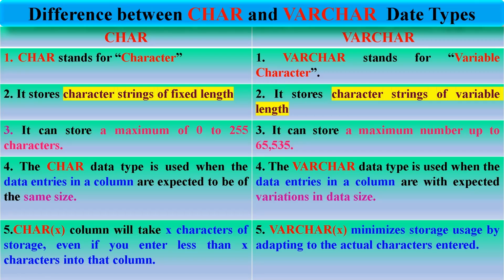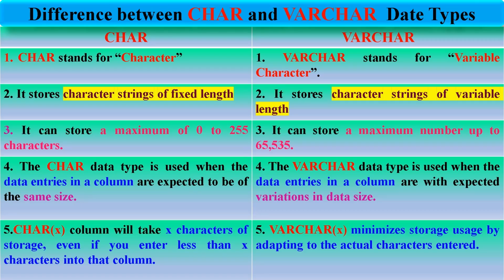For example, if you have a char of 10 column and you enter hello, which is 5 characters long, it will be stored as hello with 5 additional spaces added to make it a total of 10 characters. This fixed length storage ensures that every value in the column occupies the same amount of storage, maintaining consistency, but it may lead to some wasted space when storing shorter values.